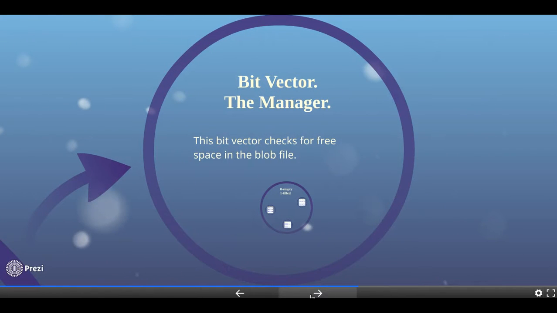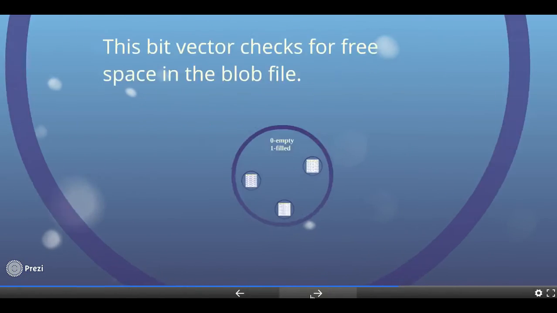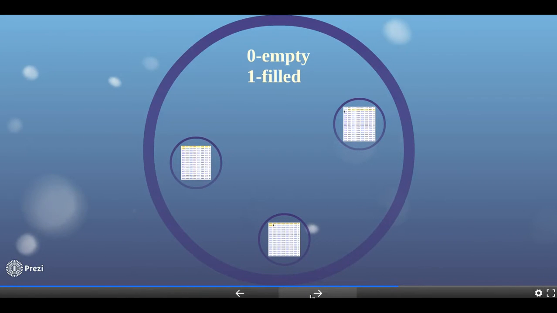Coming to the data management of the blob store, a bit vector is used. Now this bit vector is used to denote if a particular block on the blob store is empty or full. This is used to handle or search for a free chunk of space on the blob store. Let's imagine a bit vector is a boolean array. If the boolean value is 0, that means that particular block of data is empty, and if it is 1, it is full.